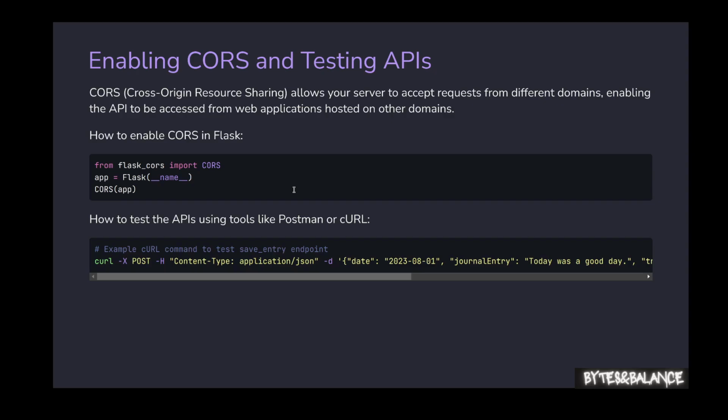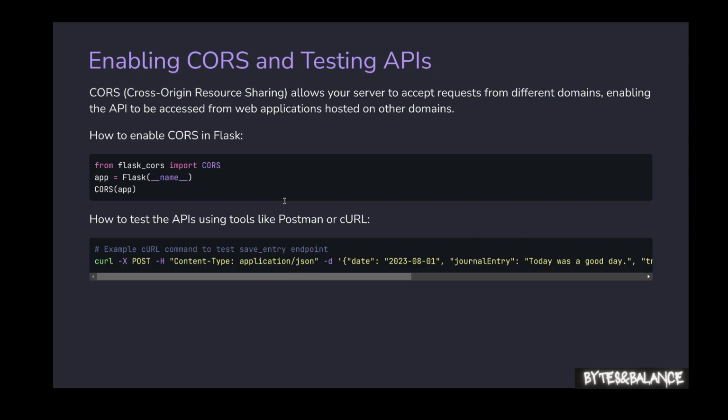You can see it here. First, import CORS from the Flask CORS package, then initialize CORS by passing your Flask application to it. So you can see this part here that you pass it. And then this will allow your server to accept requests from different domains.